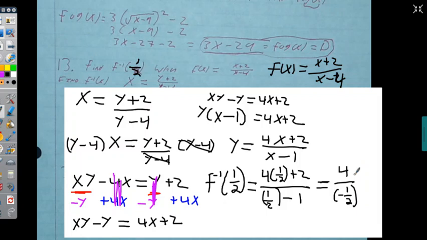So what's 4 divided by negative 1/2? Negative 8. So 4 divided by negative 1/2 is negative 8. Verify on your calculator. Dividing by a fraction makes something larger. And so the answer is equal to negative 8. And I believe that is answer choice C.